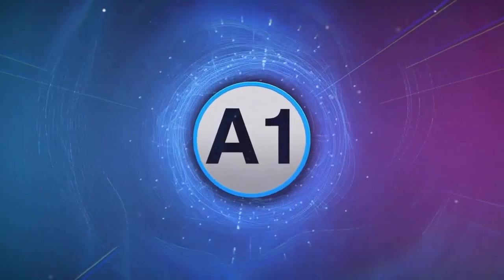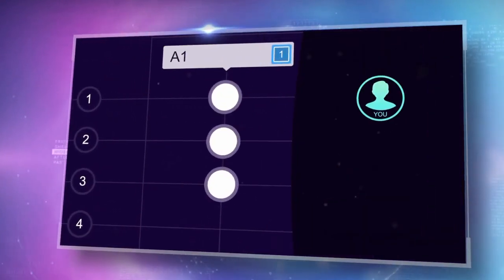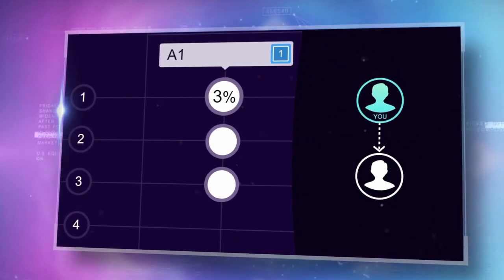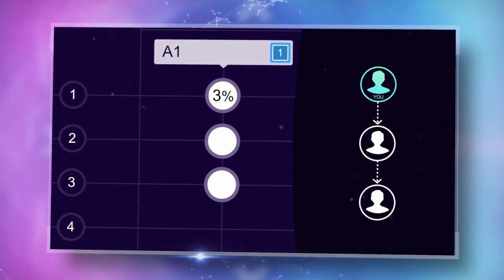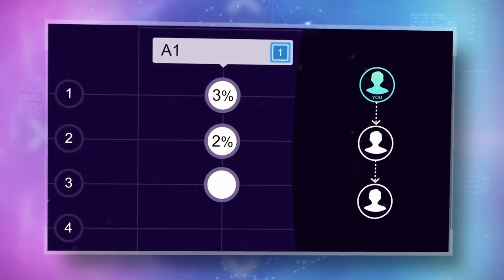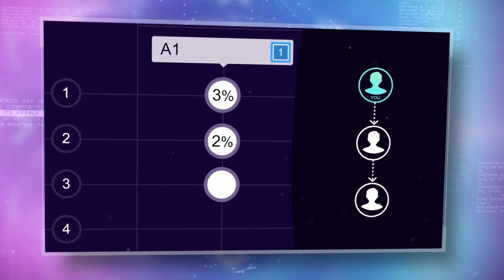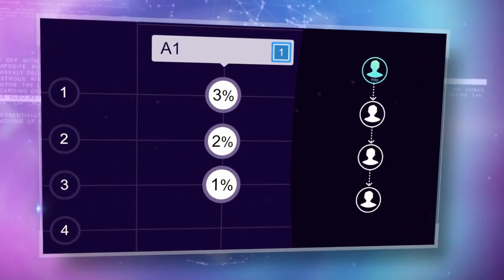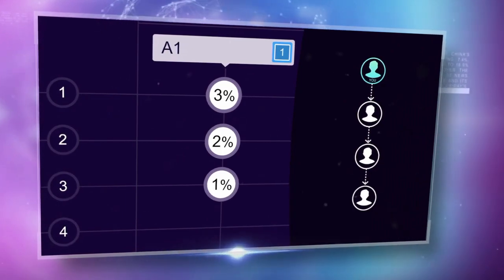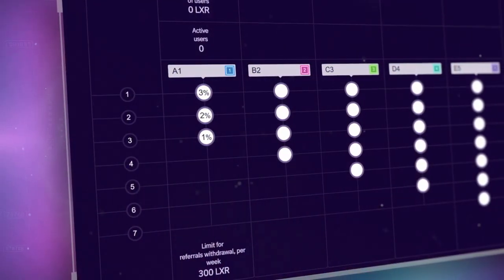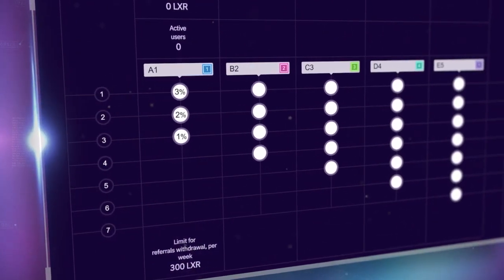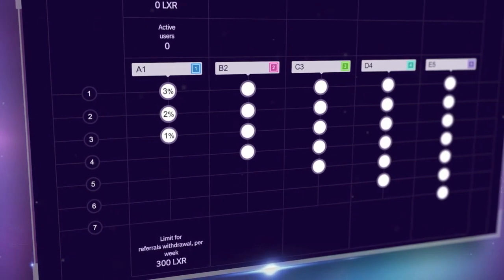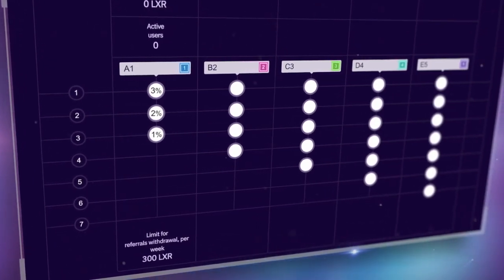A1. You have 3 levels of depth on this particular rank. By inviting a partner via your personal referral link, you will get 3% of your partner's total deposit. On the second level, if your first-line partner invited somebody else, you will get 2% of this total deposit as well. The third level allows you to get 1% of the total deposit from the person who is in your third line now. The weekly limit for referral withdrawal on this rank is 300 LXR. The weekly limit is the number of funds for conversion into another currency in the LXR equivalent.